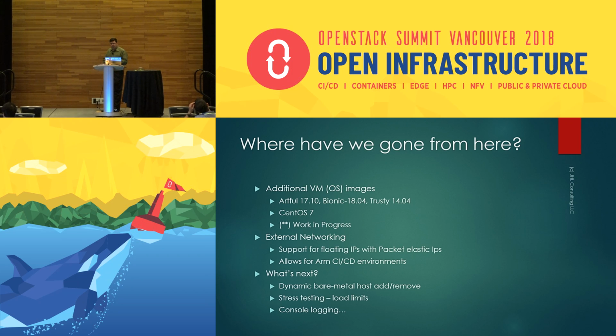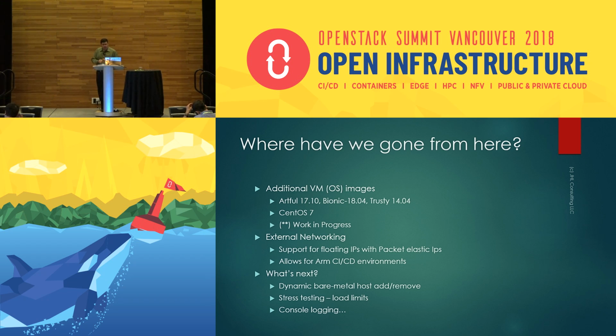So since then, we've done some additional work. We've pulled in some additional virtual machine images and got them going. We've added in external networking. Packet has the ability to dynamically request, through the APIs, externally publicly accessible IP addresses, so you can add them in as floating IPs, as a public network into your OpenStack cloud. So we've added in support for that. We've had one open source project start using it as a CI/CD environment to start testing and building out their applications or libraries on top of ARM systems as well.